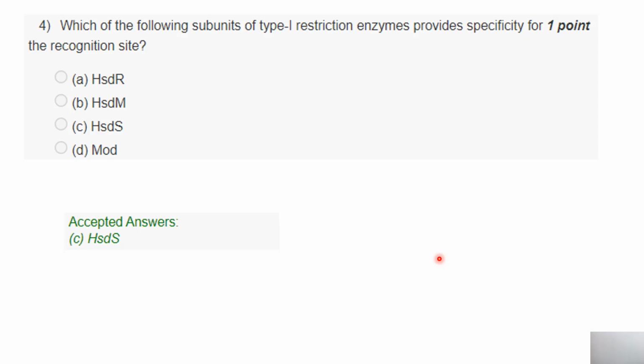Which of the following subunits of type 1 restriction enzyme provides specificity for the recognition sites? It's not HsdR or HsdM, it's HsdS. That's my answer. So I'll wait here for a few minutes. If you have any question, you can ask me, or we can move on to the next question after a few minutes.